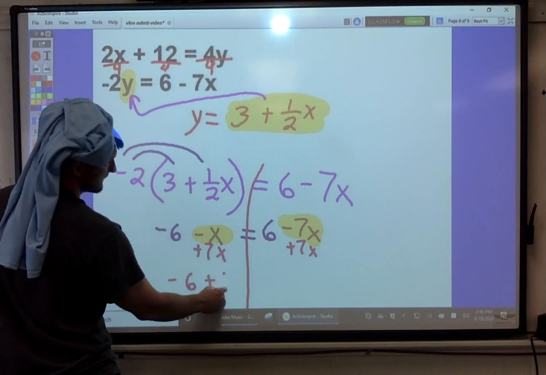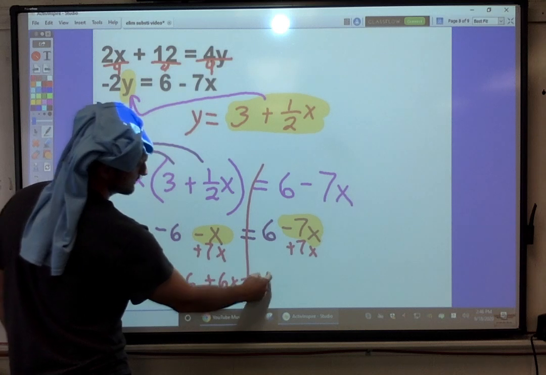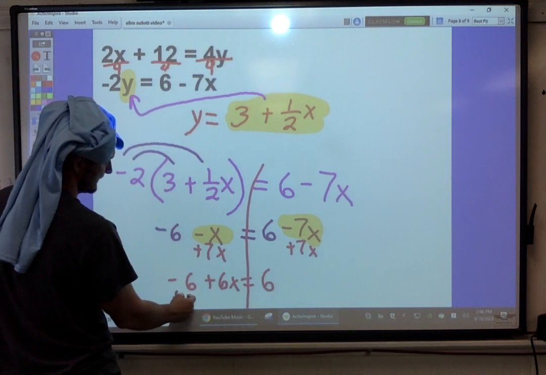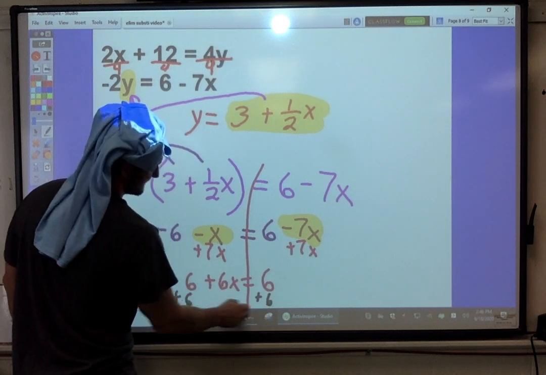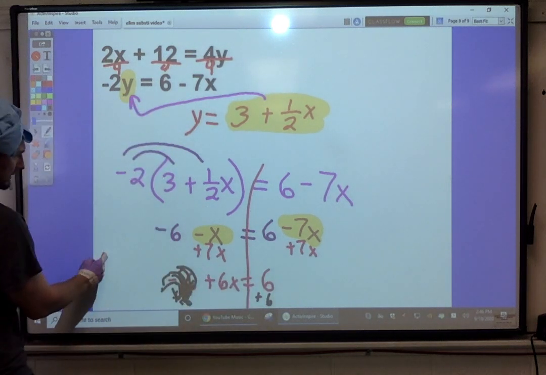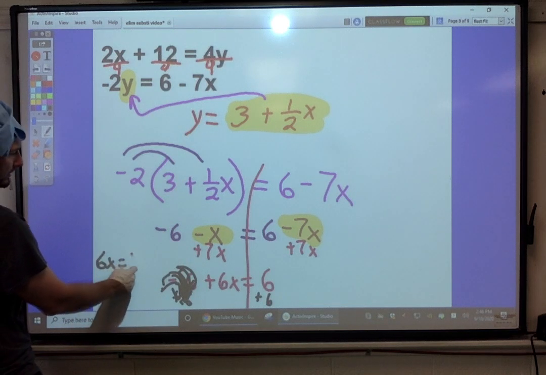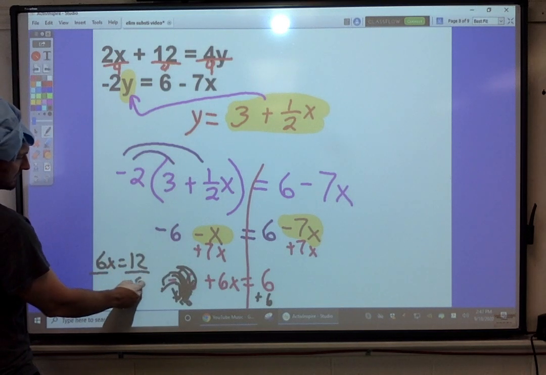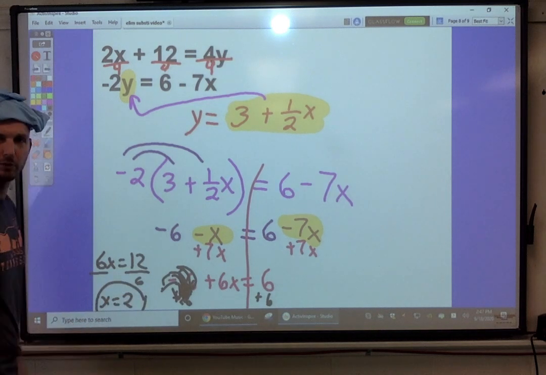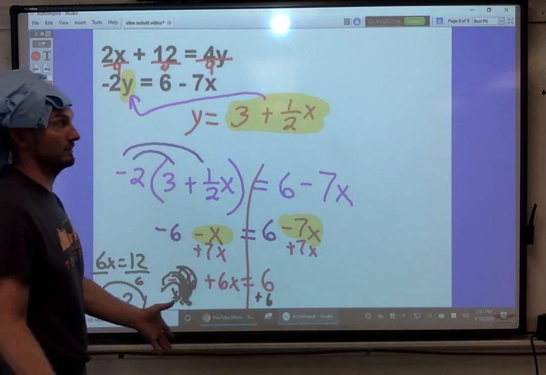-6 plus 6x is equal to 6. Whoa, a lot of 6. Let's fix that. Let's add 6. Alright, that's 12. So I'm going to come over here. 6x equals 12. Divide by 6, so x is 2. Nice. So all that just to get a little number 2. At least it's a whole number.